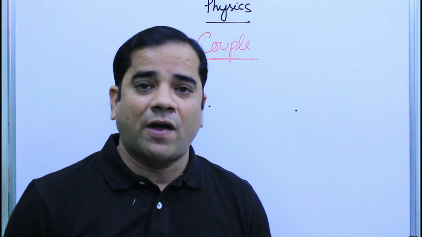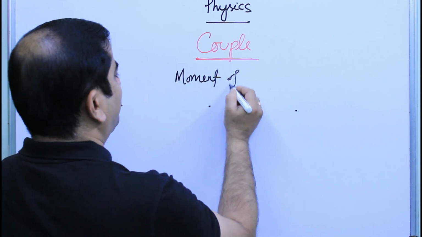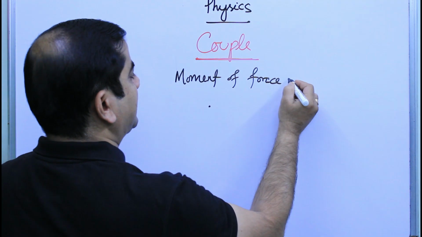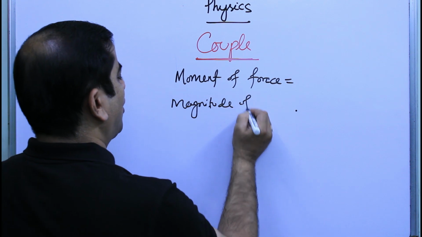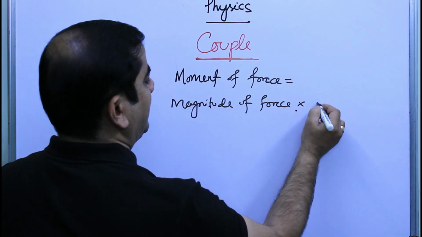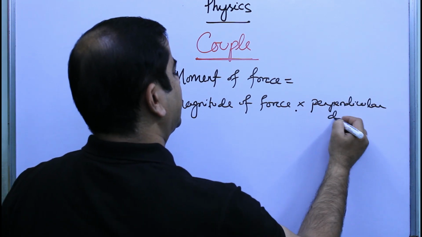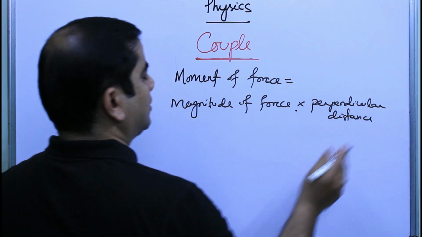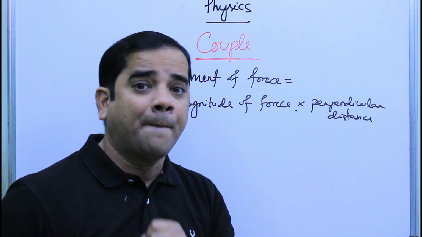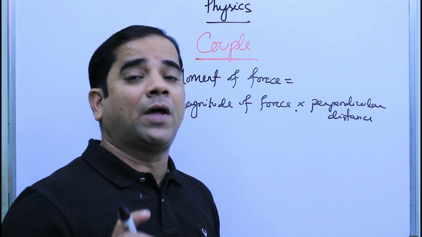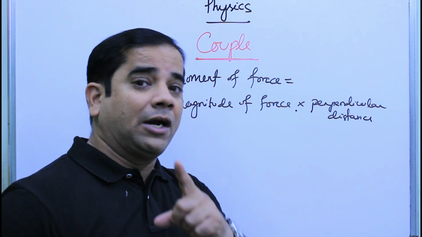Students, in our earlier classes, we have already discussed that moment of force is nothing but the product of magnitude of force and perpendicular distance. Okay, what is this perpendicular distance? As you have already discussed, perpendicular distance is nothing but the distance of the body to be rotated from the pivot point. Okay, now is it true that a body can be rotated with a single force?